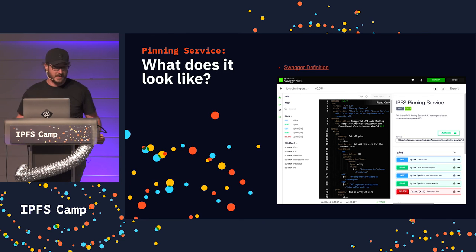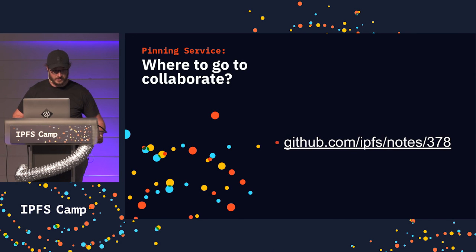The main thing which is actually missing from this image is that I want a user ID to be handed in a JWT, so a JSON web token, so that we can ref count pins. If you don't know what that means, come talk to me afterwards, because this is, as I say, a quick call for contributions, and this is where you can go find the actual proposal. 378 IPFS notes.